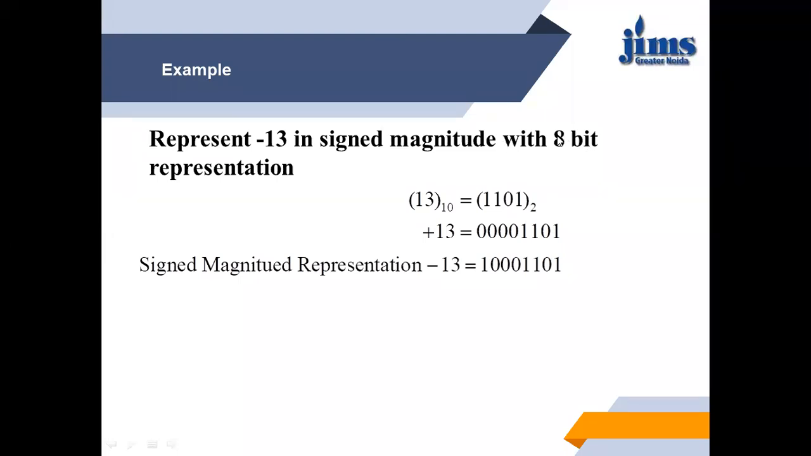Okay, fine. And for the sign magnitude representation, you just change the leftmost bit. Now, when we take the ones complement of +13, it will represent -13. So here I have converted this +13 with the help of ones complement. 00001101 becomes 11110010. So here is your representation of -13 with the ones complement representation.